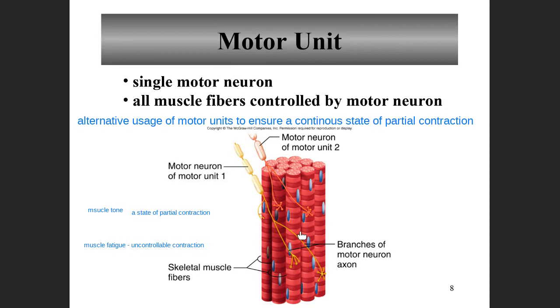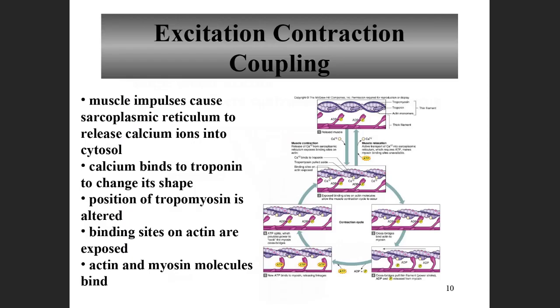So to summarize what I'm saying before we go on a break, let's call it the excitation contraction coupling. Now, the key here is that the muscle impulse causes the sarcoplasmic reticulum to release calcium, right? So we know that upstream of this will be the depolarization of the T tubule. Calcium binds to troponin, changes the shape, causes the tropomyosin to pull out of the way. Actin is exposed, and then actin and myosin combine.